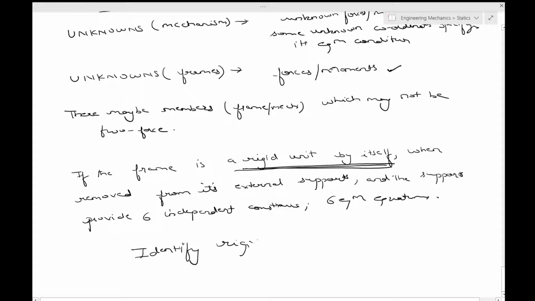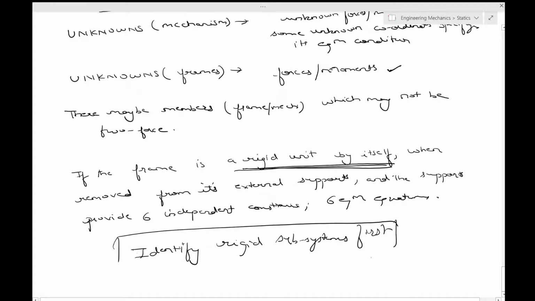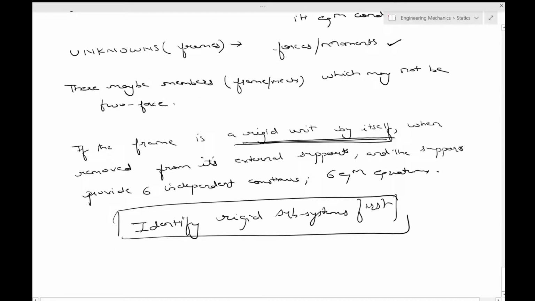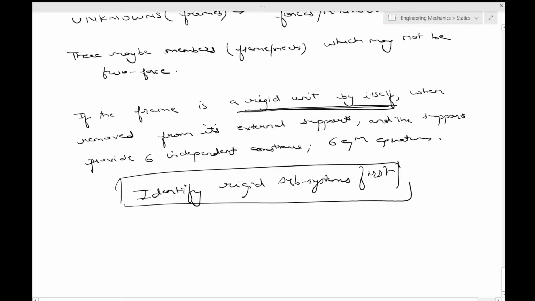Okay, so you proceed in this way: identify the rigid subsystems first. Okay, and then you proceed for the later parts. Again, as I have said before, identify the two force members first. That's the easiest thing to do, and it should be possible for you to do that since you have learnt about two force members.